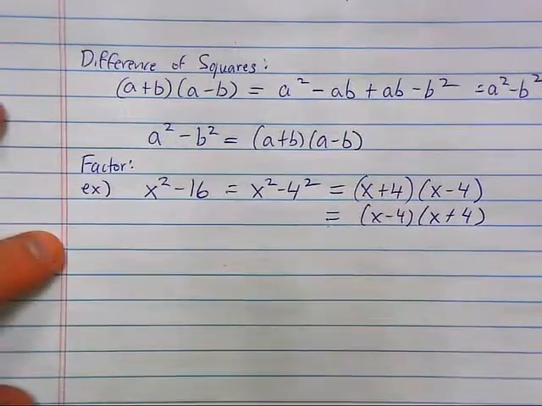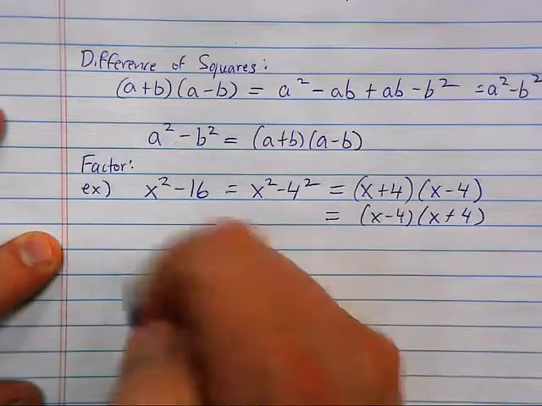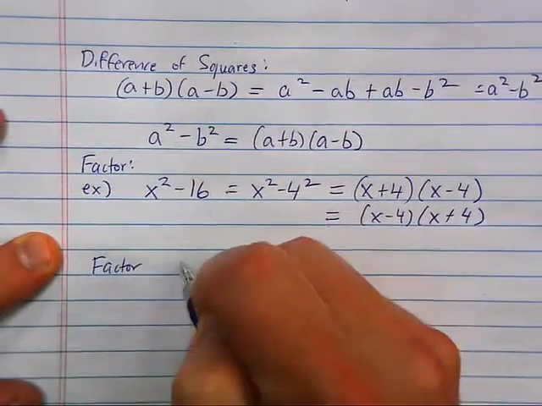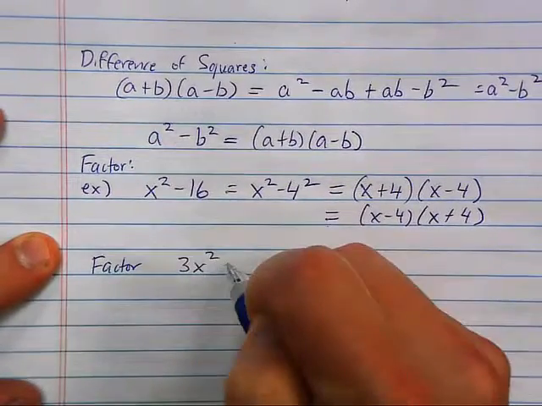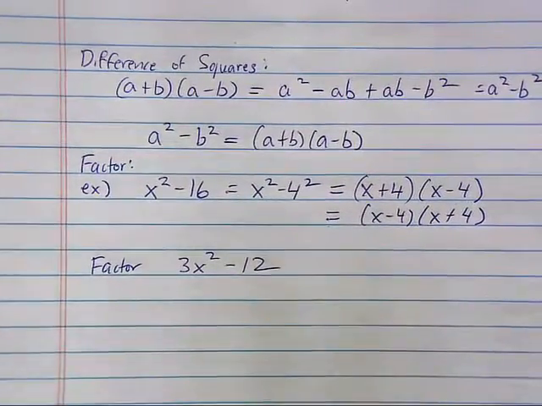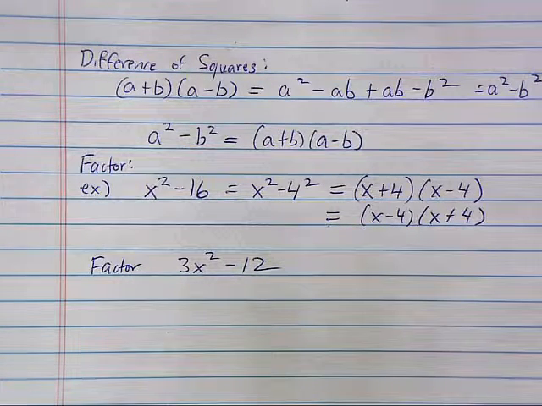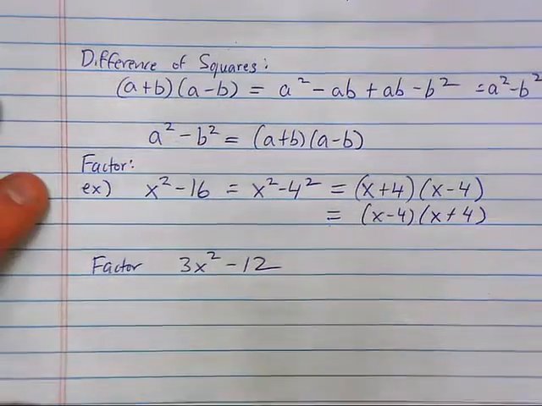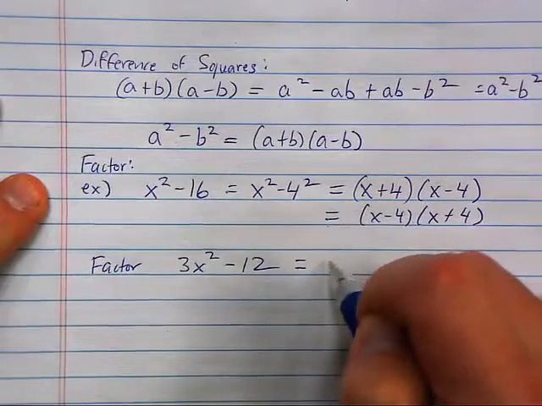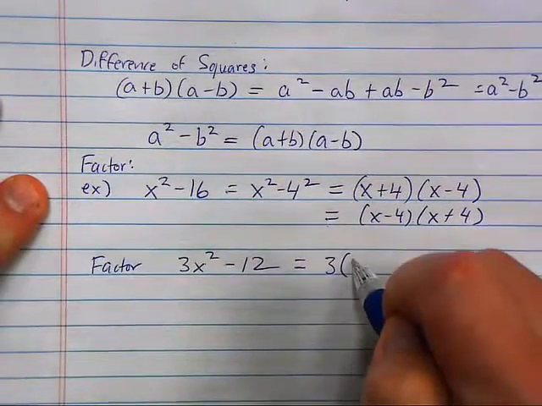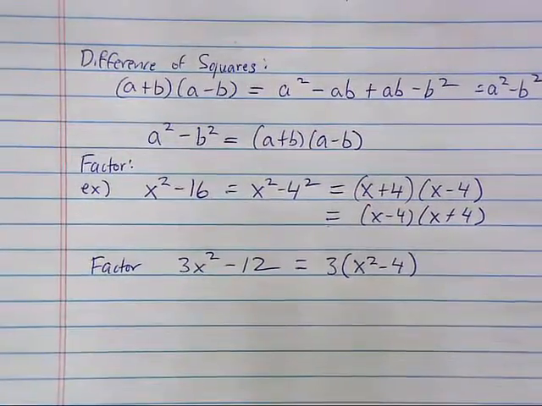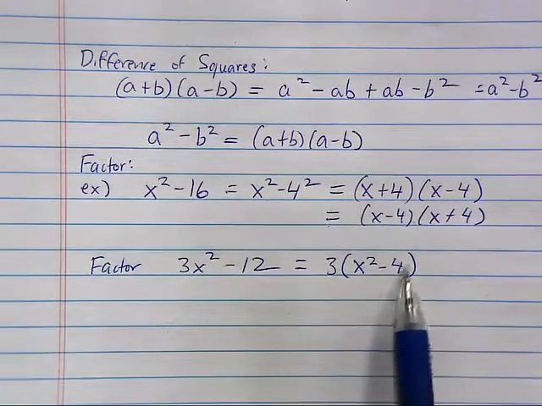All right, how about factor 3x squared minus 12? How do you factor 3x squared minus 12? First, you look for a greatest common factor. The greatest common factor is 3. You're left with x squared minus 4. So now you look at what's left. What's left is x squared minus 4.